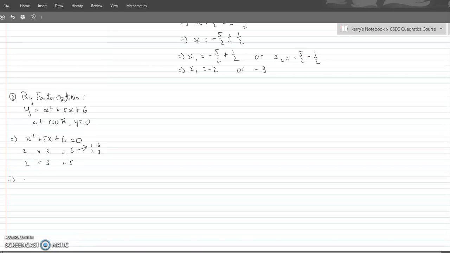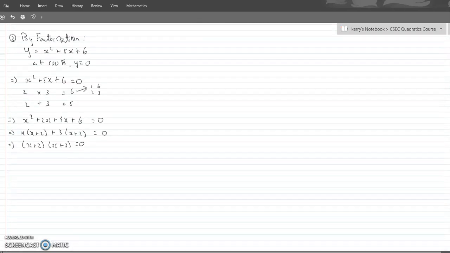You split up your 5x into those two numbers. x squared plus 2x plus 3x plus 6 is equal to 0, which will give us x into x plus 2, plus 3 into x plus 2. If you're unsure about this, please feel free to go through the catalog of videos that I have under my series, and you will find out how to do this. You factor out x plus 2 into x plus 3.